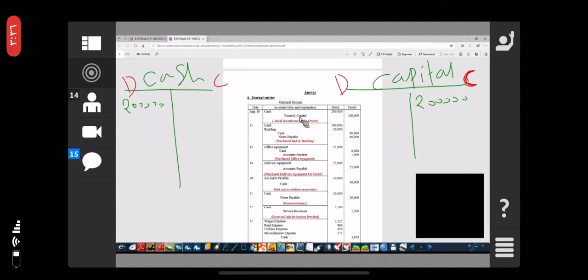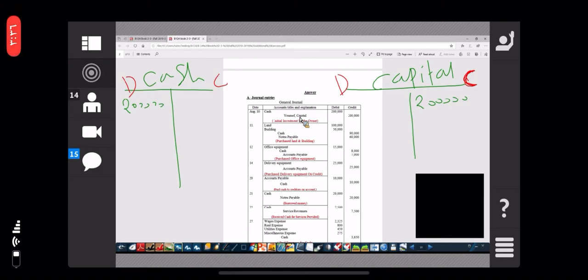You have in this page, for example, page number 2 for capital, page number 3 for land, for example. So each account has one T account. Clear, VC? So now we will go to the second journal entry.